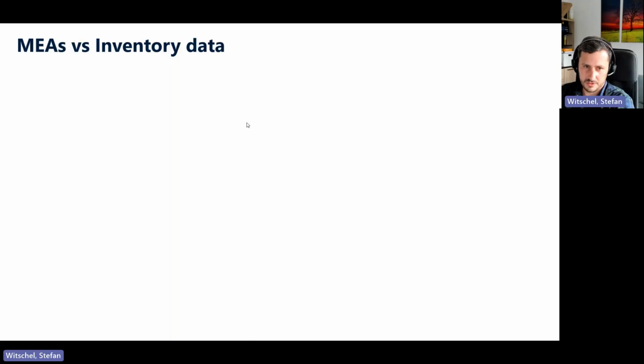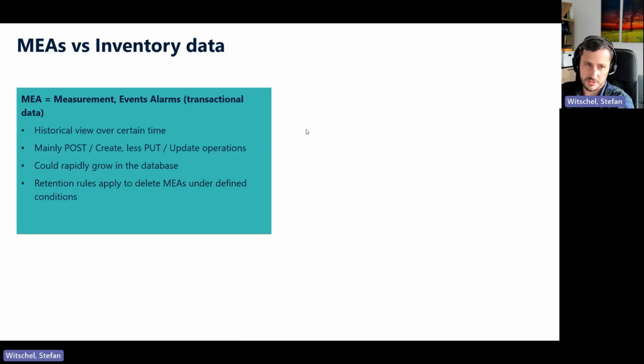Let's get started with the differentiations. We call it MEARs: measurements, events, alarms. These are transactional data. Again, a measurement, event, or alarm always needs to have a device or an inventory managed object as a center. They are used if you want to have a historical view over a certain time. From an operation perspective, you mainly post them. So you just create new measurements, events, alarms; you only partially update them.